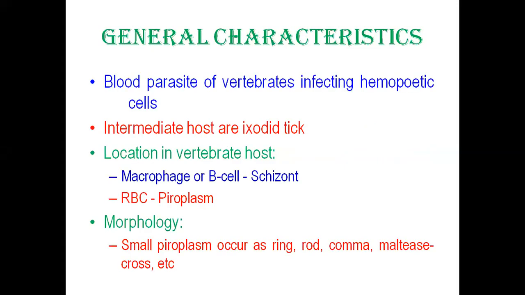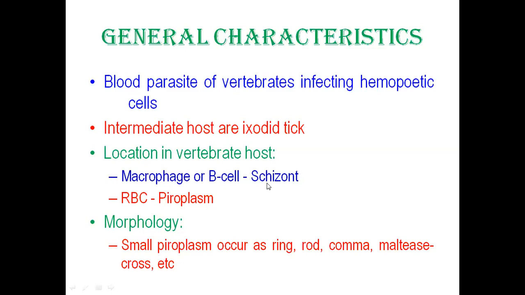Okay, so if you see the general characteristics, as I have said, these are blood parasites which are infecting the hemopoietic cells. They are obligatory, meaning they require an intermediate host. The intermediate host is ixodid ticks. If you remember, I think you have studied in entomology class, ixodid ticks like Boophilus, Hyalomma, Ixodes, and Rhipicephalus, they belong to ixodids. Okay, so unlike coccidia, as I have said, they are infecting the blood vascular cells. They are infecting macrophages and B cells.